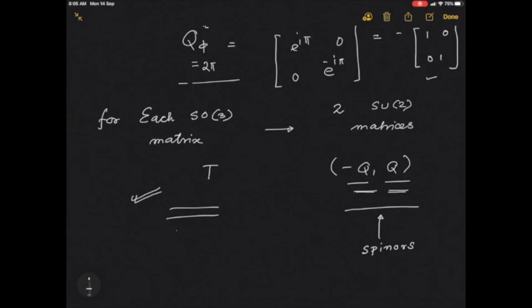Okay, so that's where I will end today's discussion. And this is about the two representations that we have learned. Thank you.